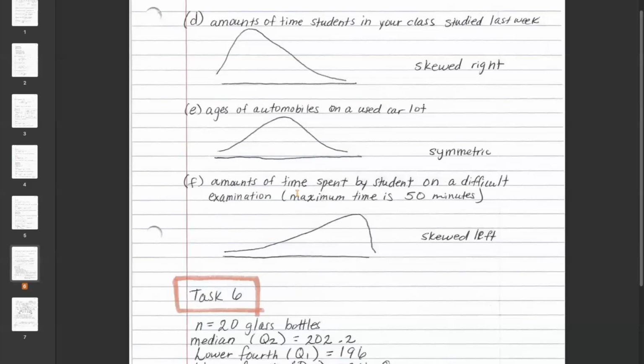the cars. So I would assume somewhat symmetric. And then F, the amounts of time spent by a student on a difficult examination where the maximum time is 50 minutes. So here, the amount of time.